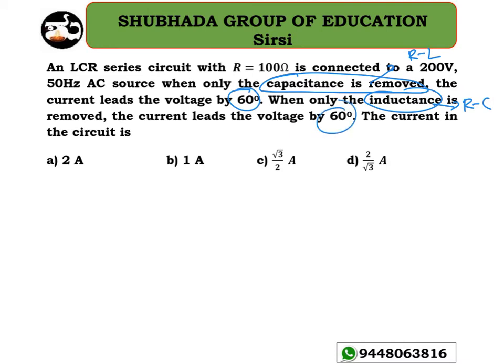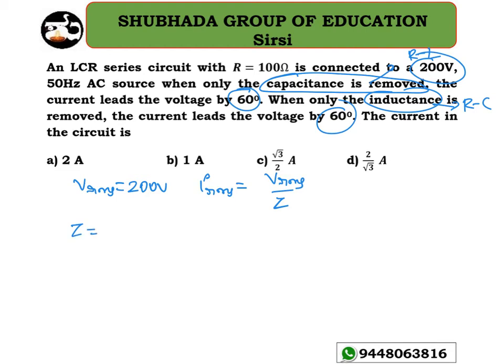The current in the circuit is what we are expecting here. Let's try to find out the value of the current. They have already given the value of V_RMS, that is 200 volt, correct? But I need to calculate the I_RMS. To calculate I_RMS, I need V_RMS divided by Z. So now it's required to calculate the value of Z. How can you find out the value of Z is the question now.